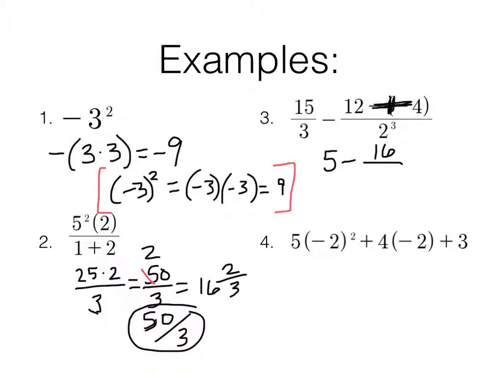2 to the 3rd power, remember, is 2 times 2 times 2, that's 8. Oh, and again, that's convenient because 8 does go into 16, that is 2. So 5 minus 2 equals 3. So the value of number 3 is 3.